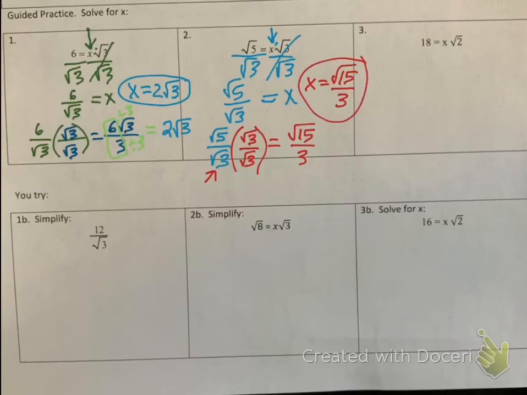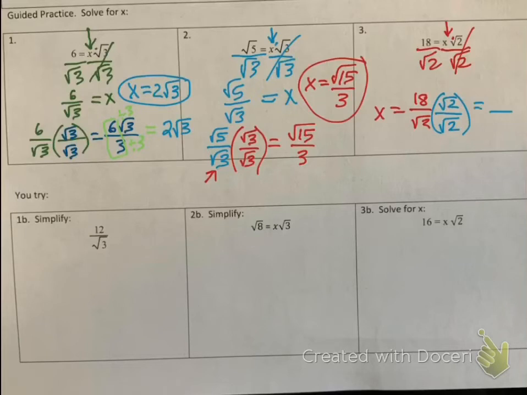For number 3, again, our goal is to isolate the x. The opposite of multiplying by the square root of 2 would be dividing by the square root of 2. Whatever you do to one side, you do to the opposite side. So x is equal to 18 over the square root of 2, but again, we have an issue. There's a root in the denominator, so I have to rationalize. Multiply the top and bottom by the square root of 2.